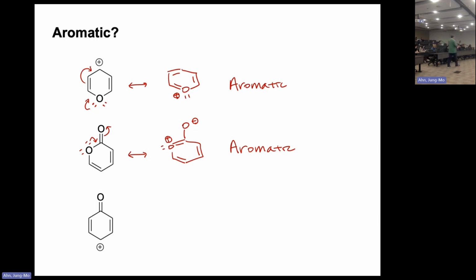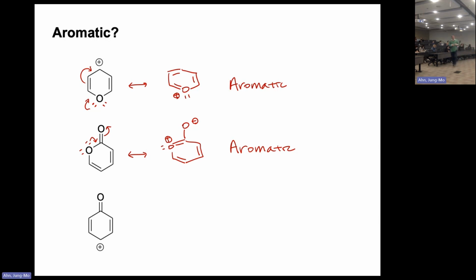If you want to count the electrons in the pi system, it's the same thing. These oxygen lone pairs will be used for making the pi system. And then the 4 electrons coming from these 2 double bonds, that makes 6 electrons. So that makes an aromatic system.